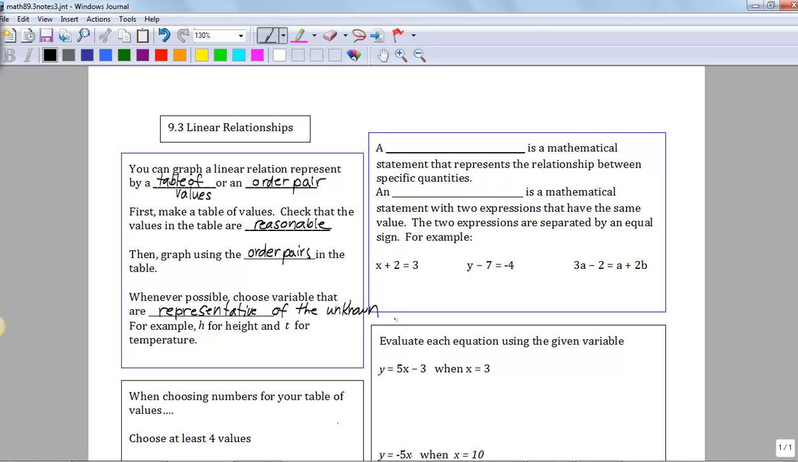So what that means is that if you're looking for height, call it h. If you're looking for temperature, call it t. Right, it's a little thing, but it helps for clarity.